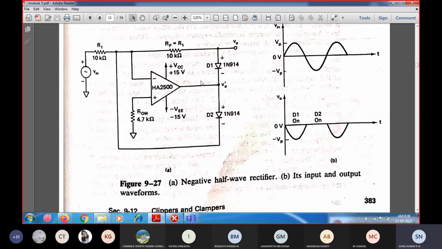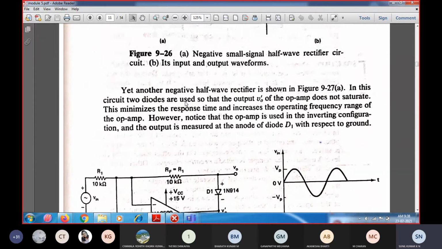During the negative cycle, the output will be positive, and since it is positive, this is reverse biased and this is forward biased. From this, the op amp output completes the feedback path, and hence the output will not get saturated. So this is the advantage of this small signal negative half wave rectifier.